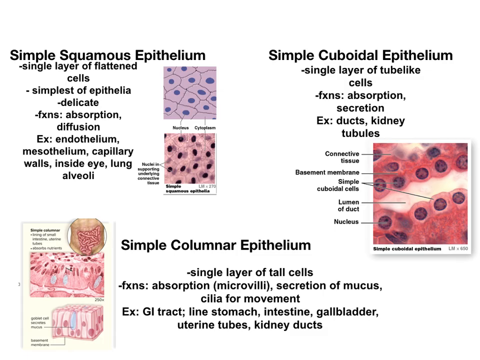Our simple cuboidal epithelium is a single layer of cube-like cells. The function is absorption and secretion, and it is found in our ducts and our kidney tubules. And then we have our simple columnar epithelium, which is also a single layer of tall cells. The function is absorption, with those microvilli, secretion of mucus, and cilia for movement of that mucus. Examples: it's found in the GI tract. They line the stomach, the intestinal wall, the gallbladder, the uterine tubules, or the kidney ducts.